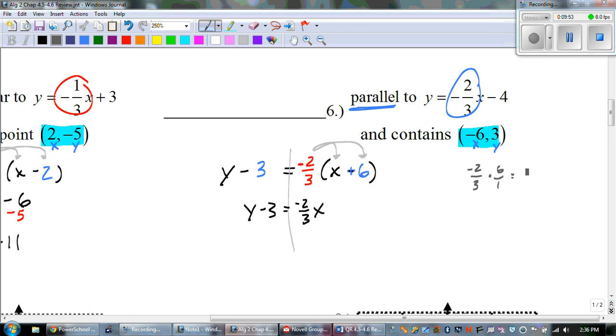Okay, well, just multiply straight across. -12, 3 times 1 is 3. What's negative 12 divided by 3? Yeah, 4. And it's going to be a negative 4. That wasn't too bad. And is the y by itself? Nope. So add 3 to both sides. We get y equals negative 2/3 x minus 1.